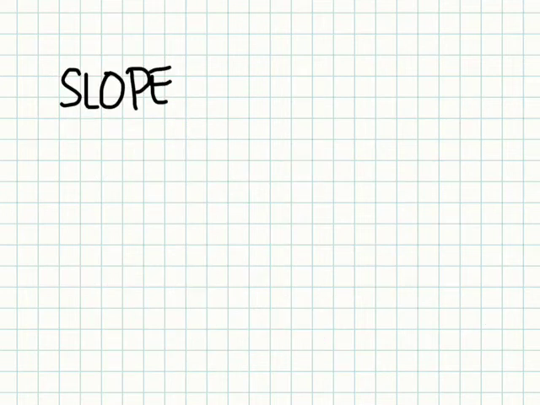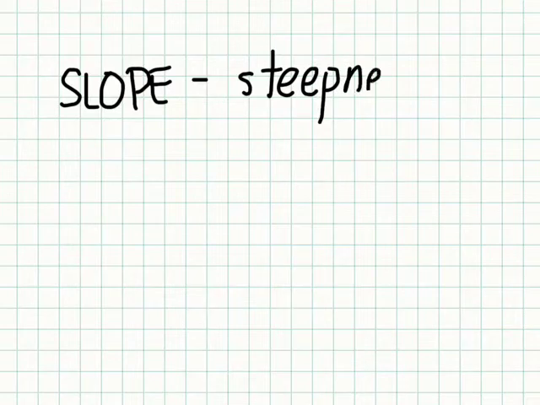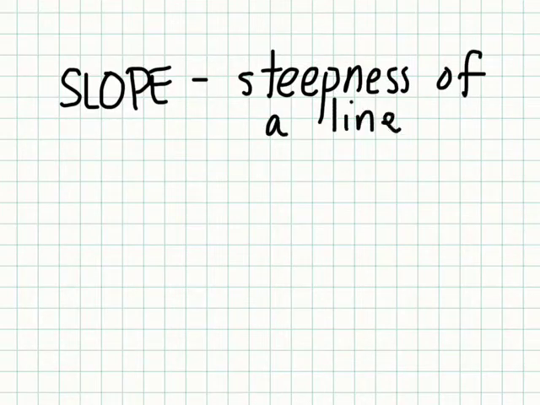Okay, slope is used when you're looking to find the steepness. It refers to the steepness of a line. So we can measure how steep a line is. If I draw two lines, I'll draw this line and I'll draw a line that looks like this. Which line would you say is steeper? Orange, exactly. This line is steeper.